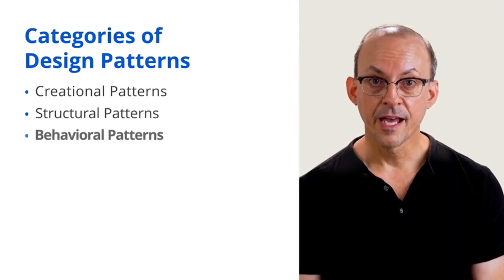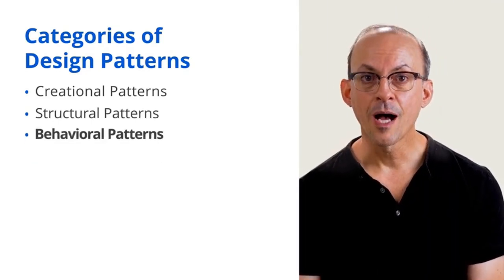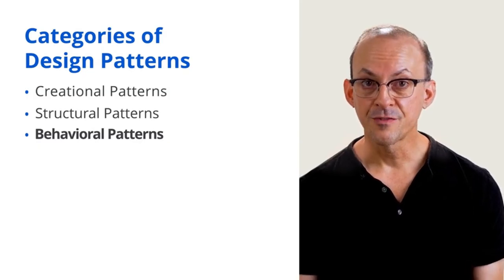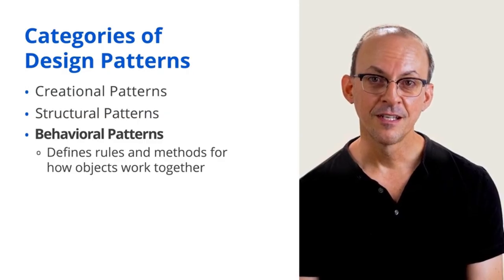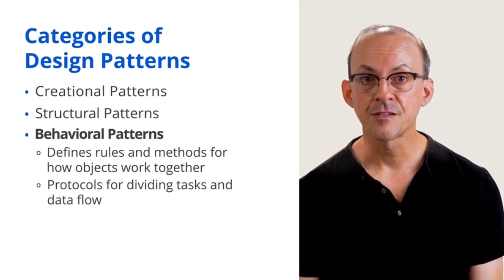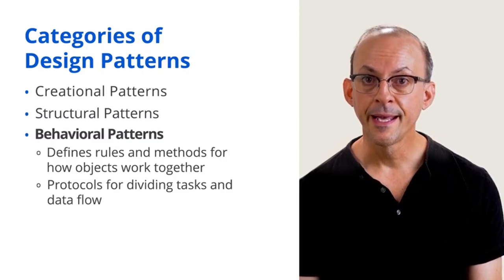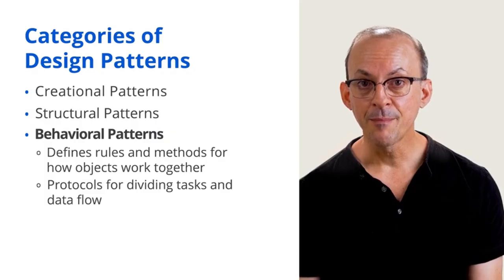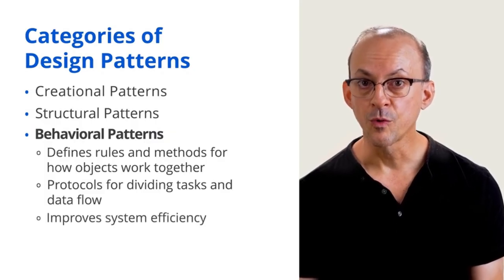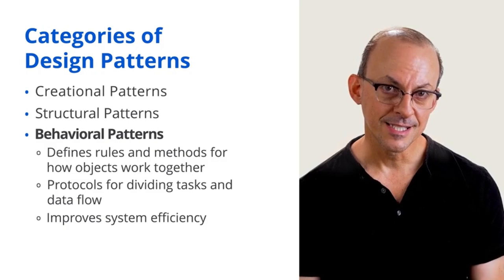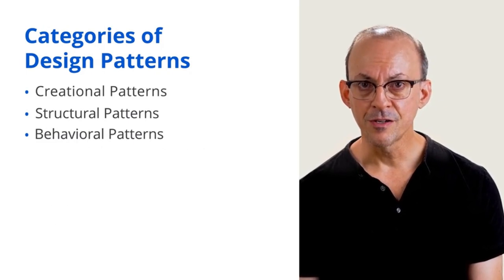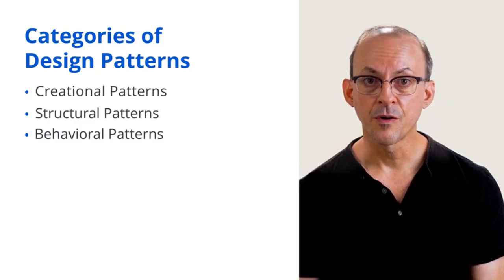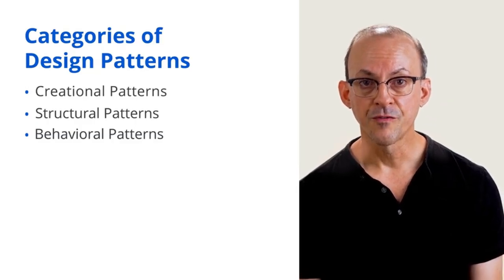Now let's examine the final category of development patterns that focuses on how objects interact. Behavioral patterns focus on defining the rules and methods for how objects and classes operate together. They establish clear protocols for how tasks are divided among different parts of the program and how data flows between them. When developers effectively apply behavioral patterns, different components of the system will work together more efficiently, even as the system grows or changes. These three categories describe design patterns that developers should follow when creating software that's easier to maintain and that runs more efficiently.